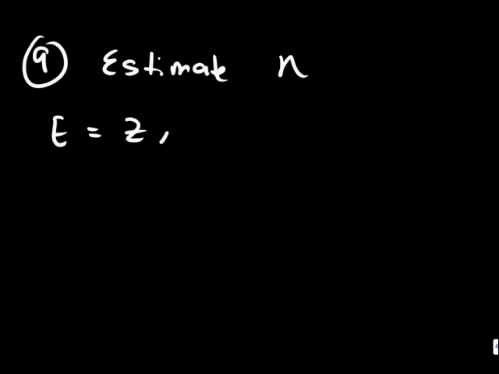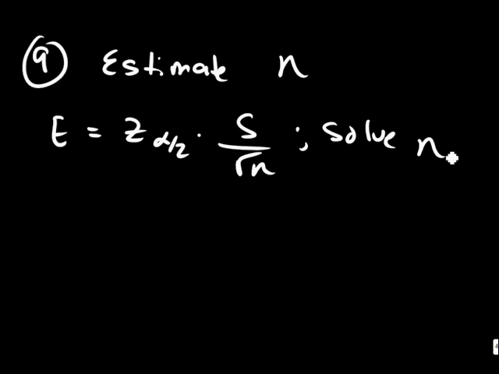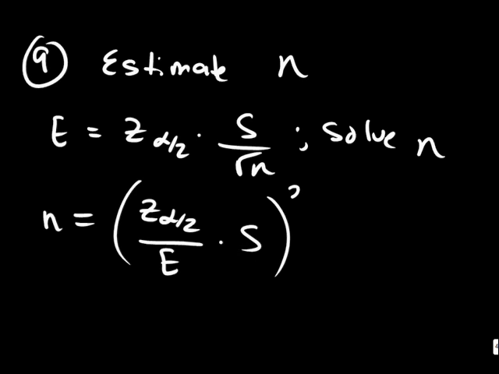Question 9 is to estimate n, the sample size. Now, taking the error formula, z alpha over 2 times s over the square root of n, and solving for n, we get n equals z alpha over 2 over the error times the standard deviation raised to the second power.